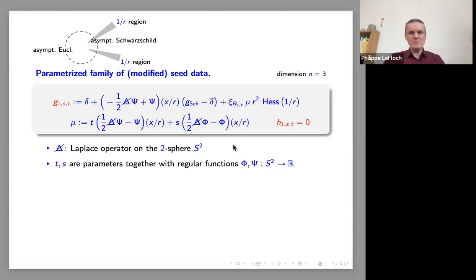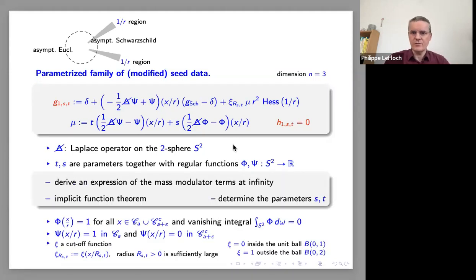Okay, so maybe without entering the details, I don't think we have time. You can see here, I have a G1 H1 that in this case will be a combination of Schwarzschild, Euclidean, whatever you have. And on top of that, I'm adding some kind of modulation, some other kind of modulation in my seed data. And then I compute the effect that it has on the exact solution. And by a fixed point argument, I can determine the parameters that I plug.